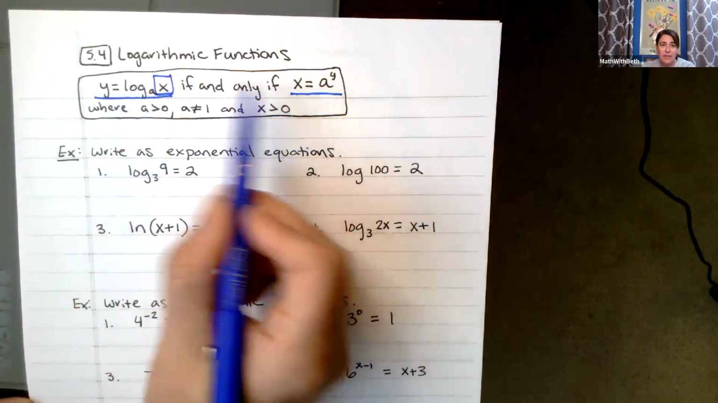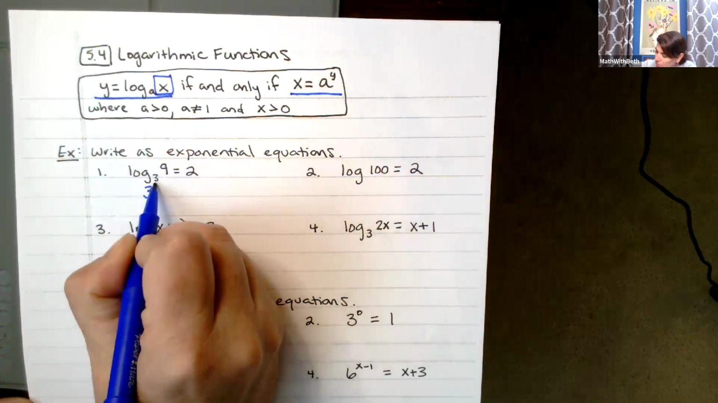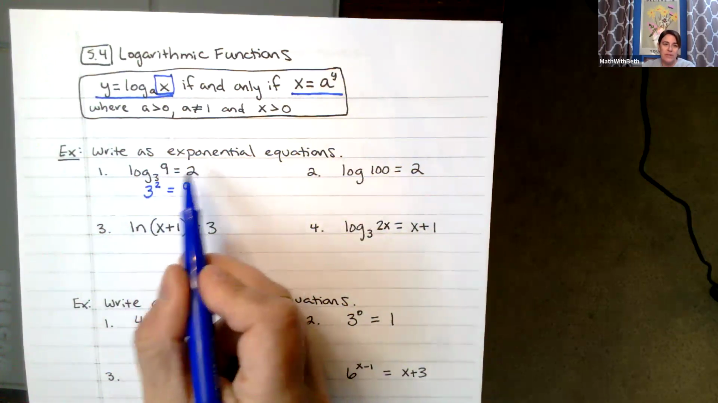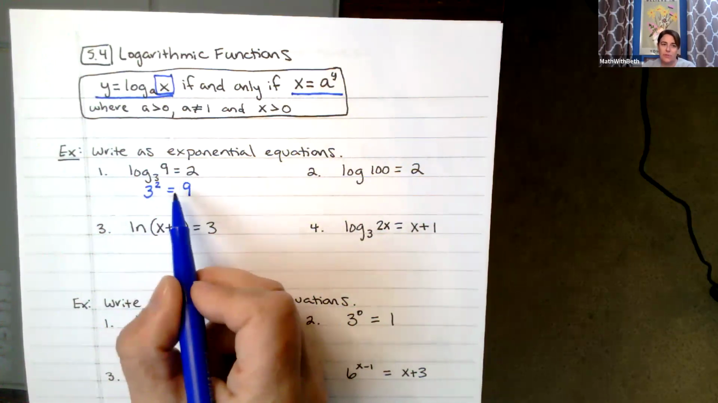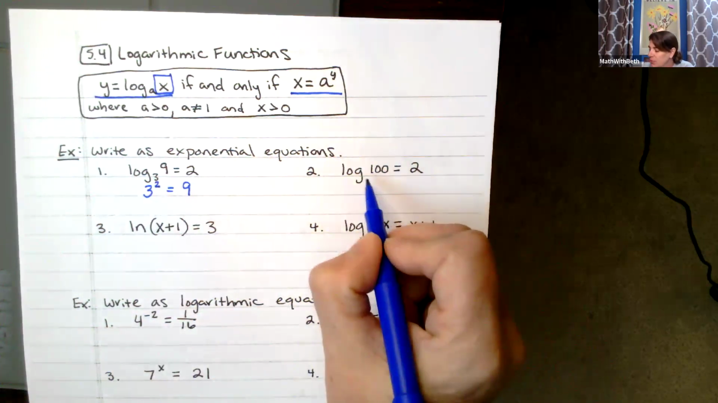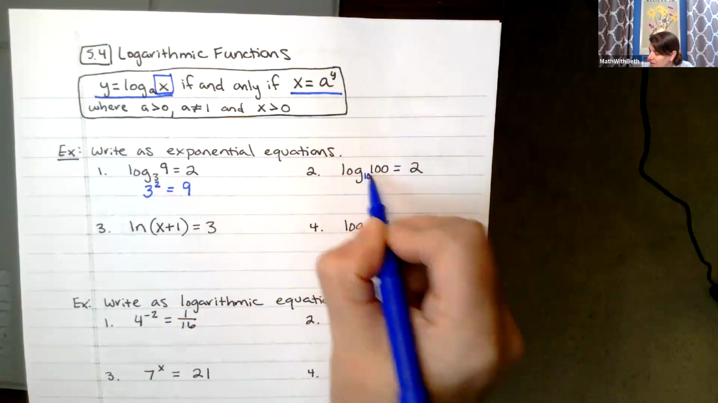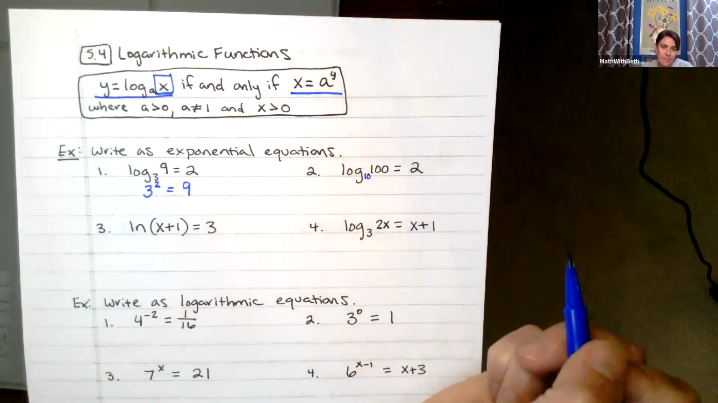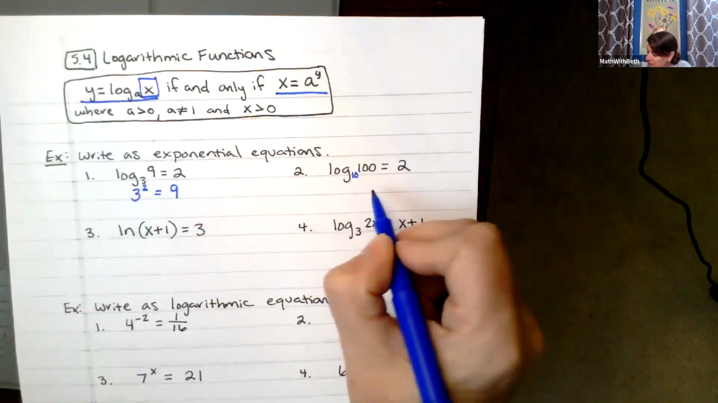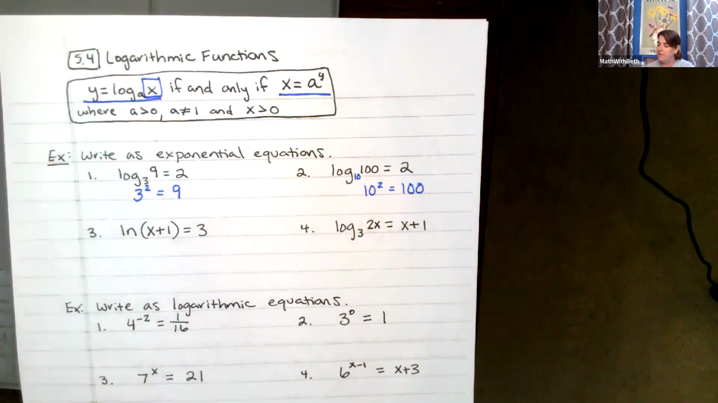So according to this pattern, this can be rewritten as 3 to the second power equaling 9. And going from log to exponent is also nice because sometimes you can just tell if it's true. Is 3 squared 9? Yes, so I can definitely tell I did that right. For number 2, there is no number in the little base part. So keep in mind that if there is nothing there, it's a 10. So the standard log is base 10. So this would be rewritten as 10 to the second power equaling 100.